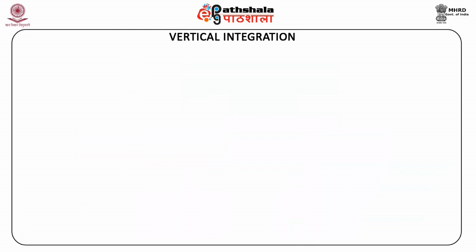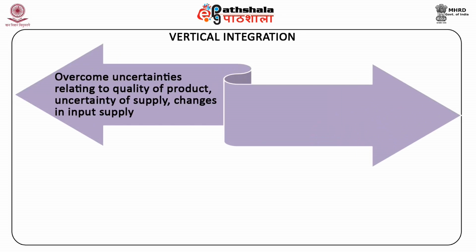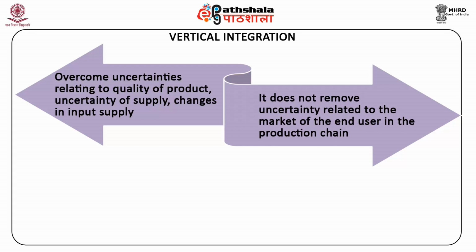Vertical integration enables the management to overcome uncertainties relating to the quality of products, uncertainty of supply, and unexpected changes in the prices for inputs. However, it does not remove uncertainty related to the market of end users in the production chain.